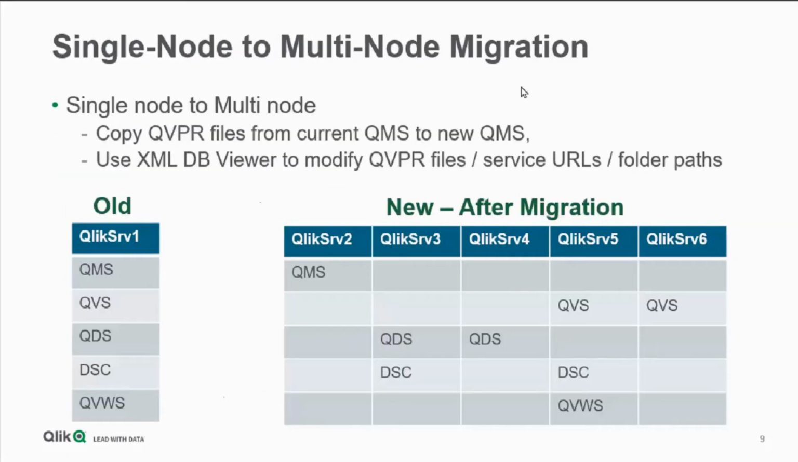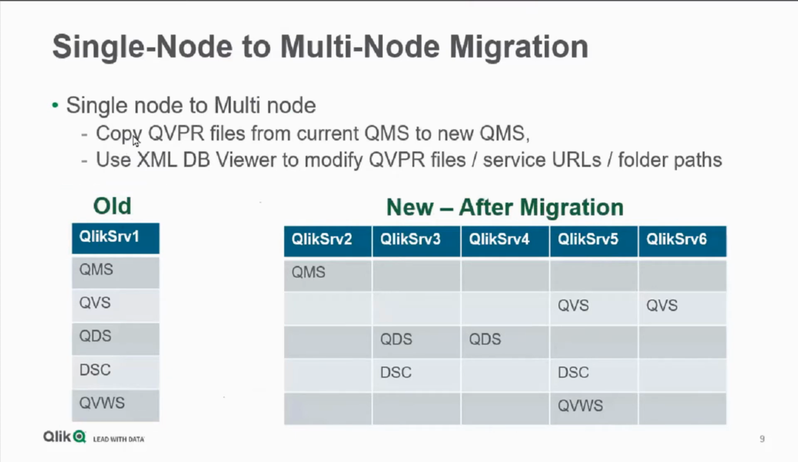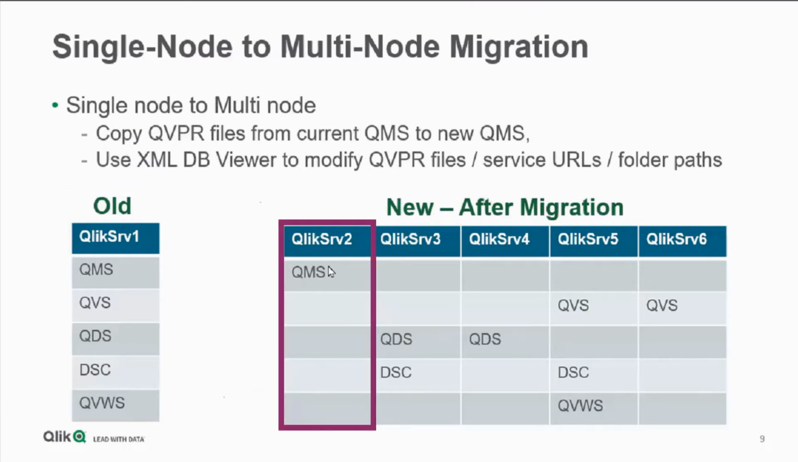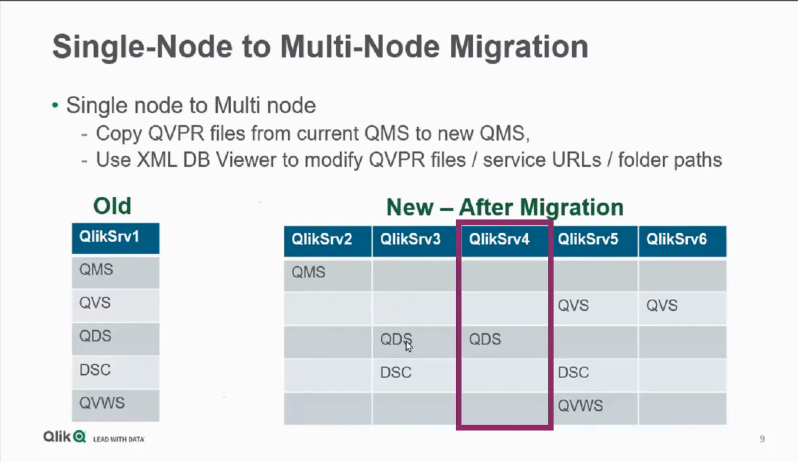So here's what we're going to do in the demo. We have a single node, our Qlik Server 1, which is designated by old here, and I've got all the services running on one server in this current setup on server 1. What we're going to do is migrate the management service to a new server called Qlik Server 2. I'm going to put the distribution service and the directory service connector on server 3, and then I'm going to add a publisher cluster node on server 4. I'm assuming here I've got a publisher license that allows me 2 cluster nodes.